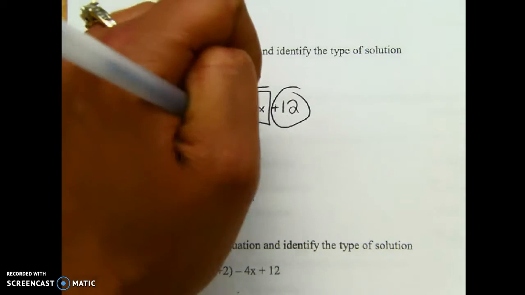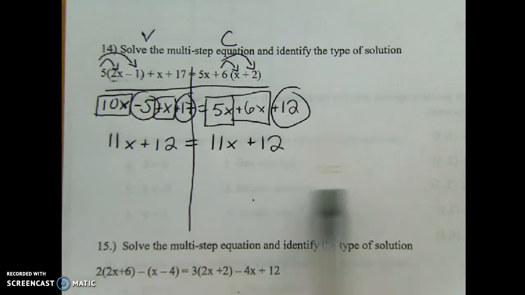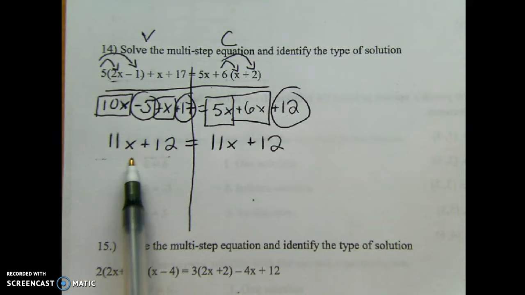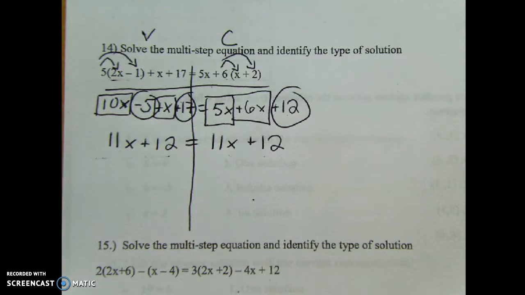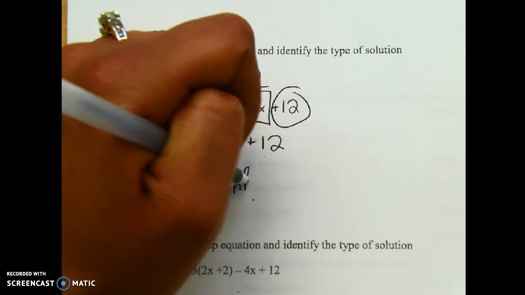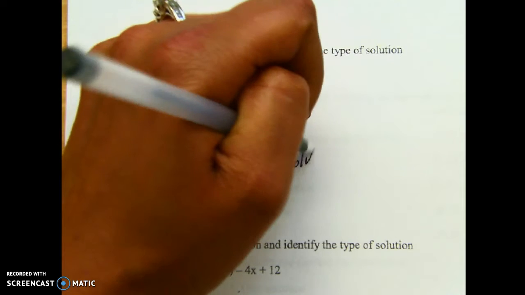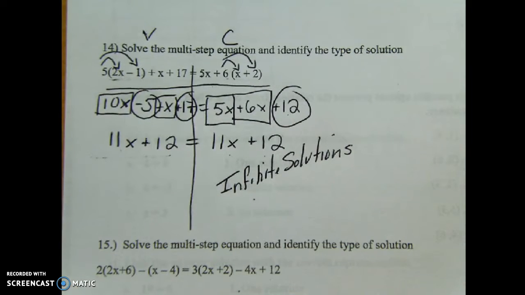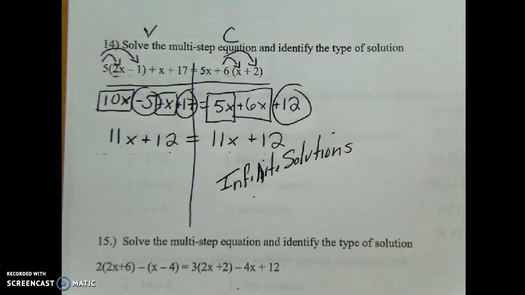11x, correct, plus 12. Before I even have to do any more, I can say this is infinite solutions. 11x plus 12 is equal to 11x plus 12. That's a true statement, so we're going to go ahead and write infinite solutions. Infinite solutions. This is an N, not an H. Infinite solutions.